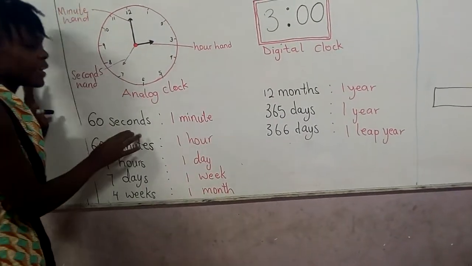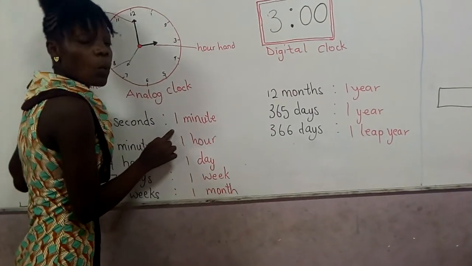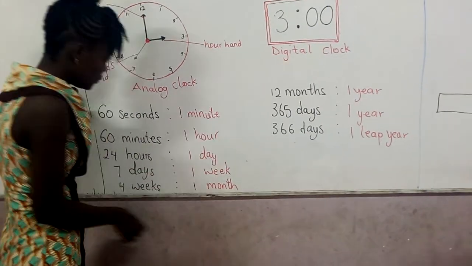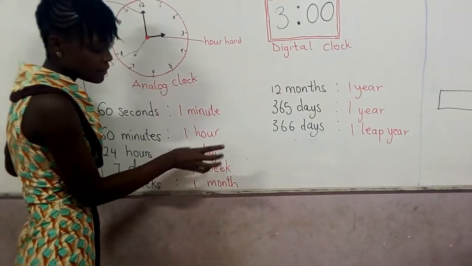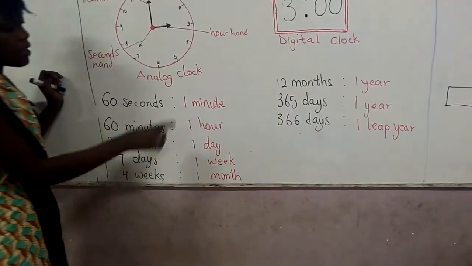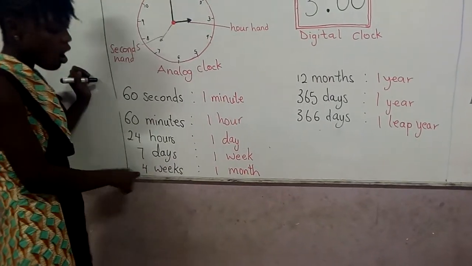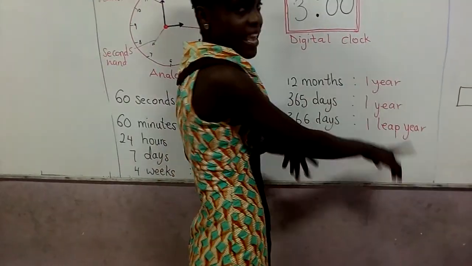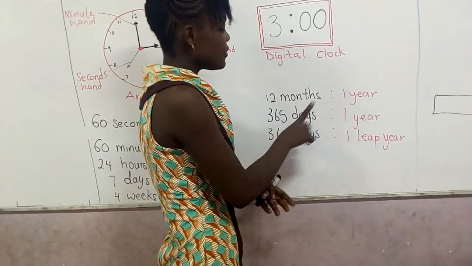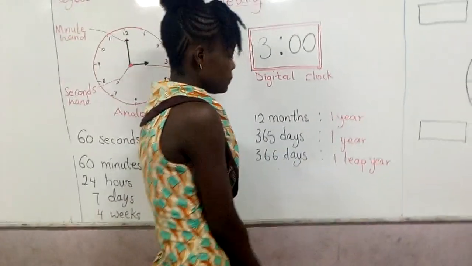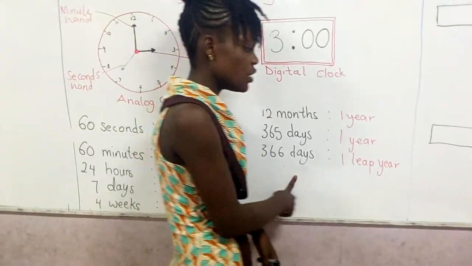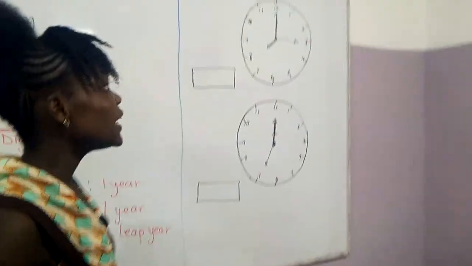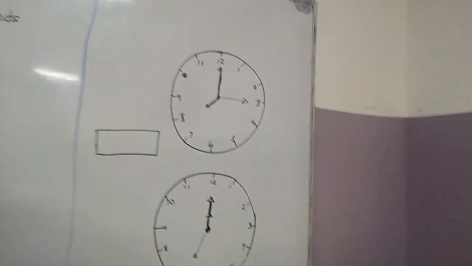So 60 seconds make 1 minute. 60 minutes make 1 hour. 24 hours, 1 day. 7 days, 1 week. 4 weeks, 1 month. 12 months, 1 year. 365 days, 1 year. 366 days will give you what again? 1 leap year. Now let's come to our clock.